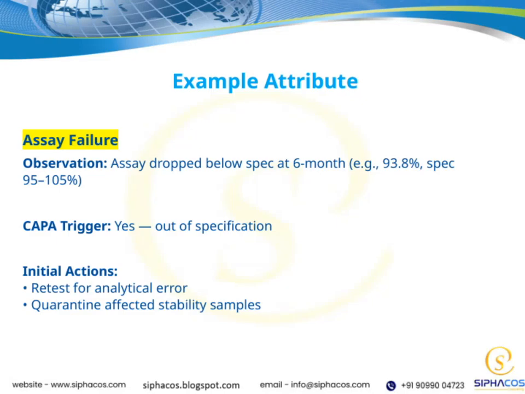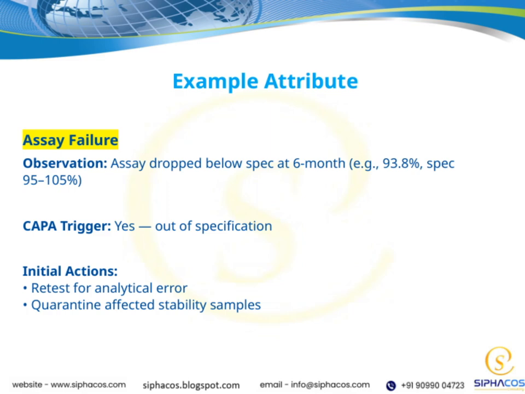Let's look at this example attribute related to assay failure. So here, the key observation is that the assay dropped below the specified limits at the 6-month mark. For instance, it showed a result around 93.8%, whereas the acceptable range or specification is between 95 and 105%. This kind of deviation is significant because it indicates that the assay isn't meeting its required performance criteria. When we see something like this, it triggers a CAPA, or corrective and preventive action, process because the result is out of specification.